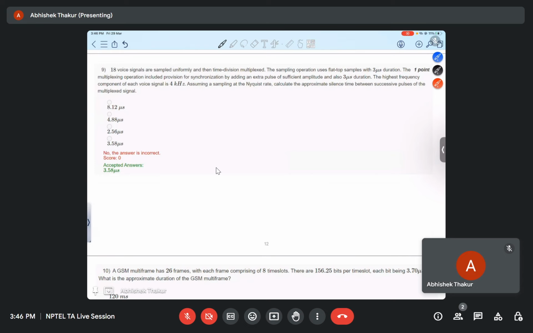So Fs is given here as 8 kilohertz. Why? Because Fs is equal to 2 Fm. So that is the Nyquist rate. It is sampled at the Nyquist rate. Now the time period will be Ts is equal to 1 by Fs. So this will be 1 by 8 kilohertz, so the time period will be 125 microseconds.